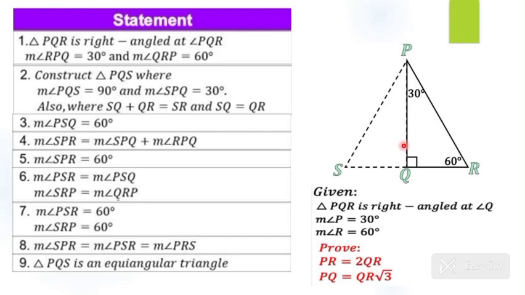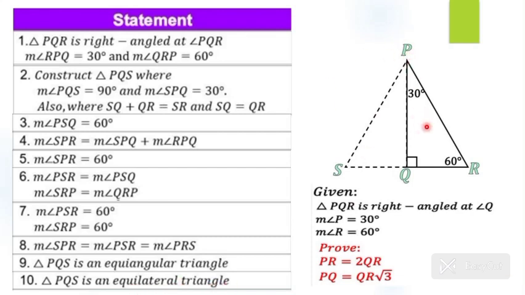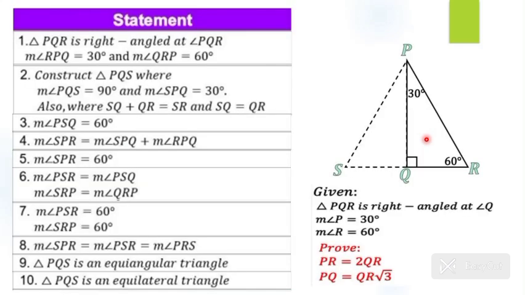In number 9, since we all know that all the angles are congruent, we could say that this is an equiangular triangle, or the triangle PQS is an equiangular triangle. The last one is triangle PQS is an equiangular triangle also. So they were all the same, the original and the triangle that we have drawn or constructed. So by here, we prove that this is an equilateral triangle.